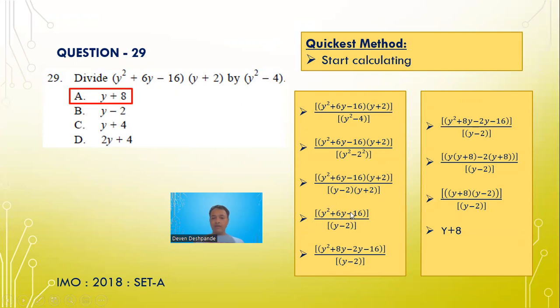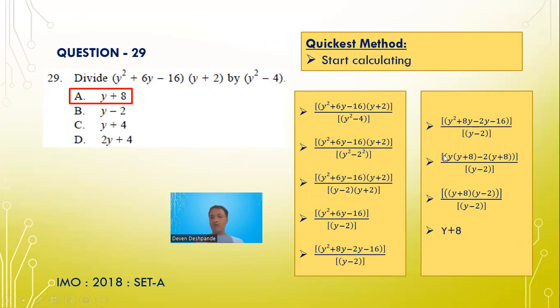How can 6y be written? 6y is 8y minus 2y, since 8 minus 2 is 6. So we will split the quadratic expression as y square plus 8y minus 2y minus 16, and then divide by y minus 2.